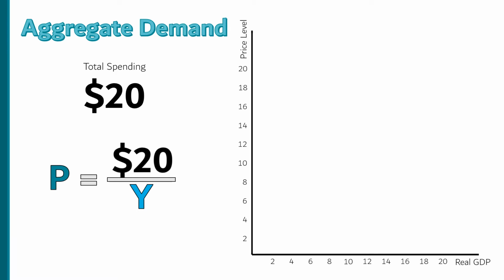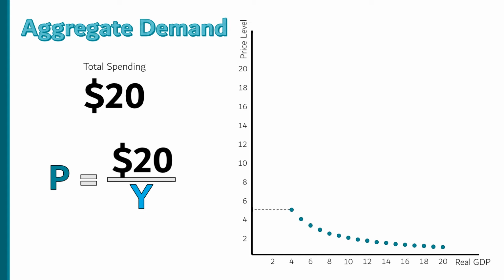If we knew that our real GDP was 20, we could figure out what the price level is. $20 divided by a real GDP of 20 is 1. And so one of our points on our curve will be here, where real GDP is 20 and the price level is $1. We can plot points for real GDP of 19, 18, 17, 16, all the way to 10. If our real GDP was 10, that would mean our price level has to be $2. And on we go. If our real GDP was 5, the price level would be $4.